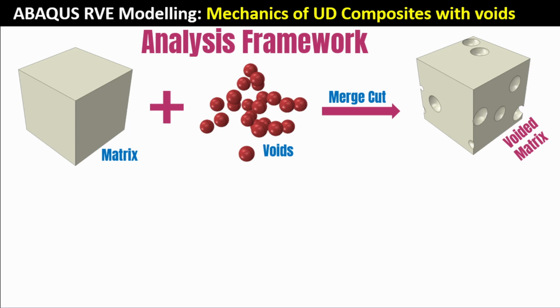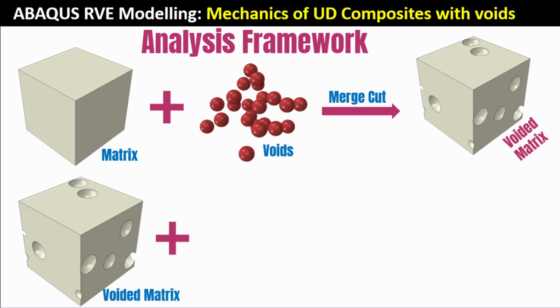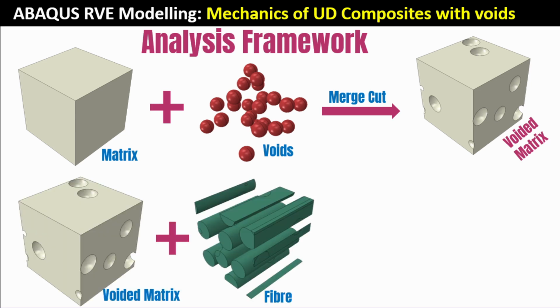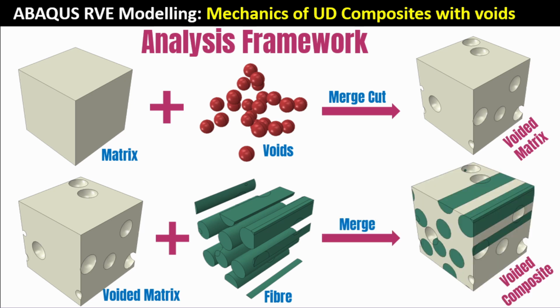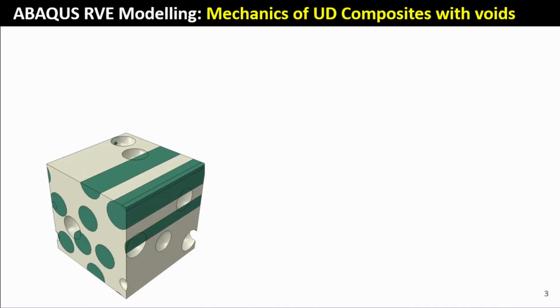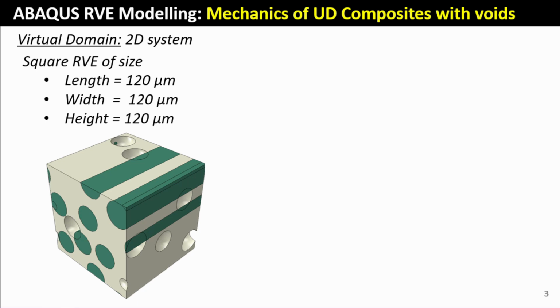So he creates first the voided matrix, then he takes the voided matrix, adds the fibers in their constituents, the way they are formed, and then he will generate the voided composites. So this is how the analysis framework would be for creating the virtual domain for this problem. With that, what are the typical numbers? So he needs to think about the dimensions that he wants to use for this problem. So the length, the width, and the height will be 120 microns.